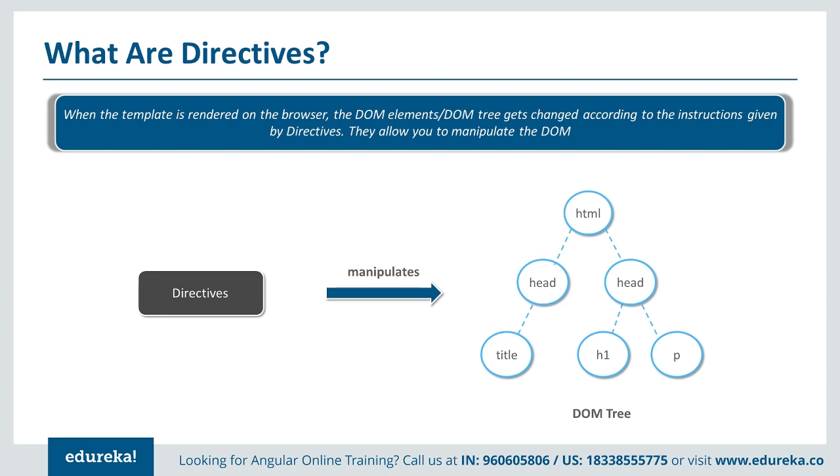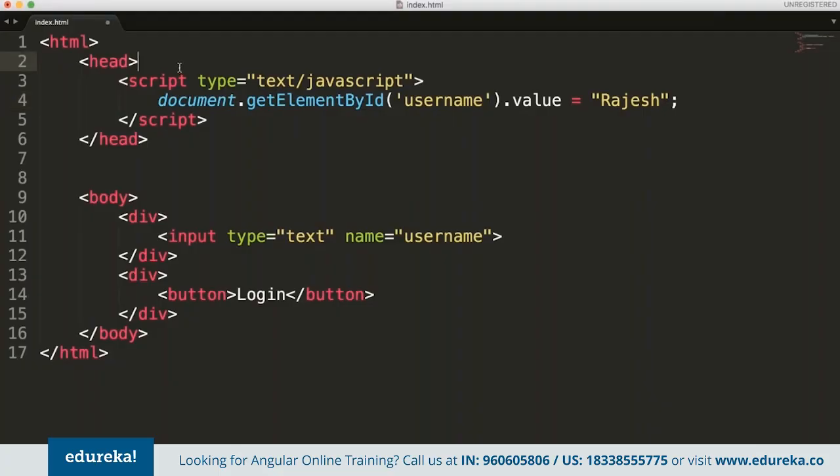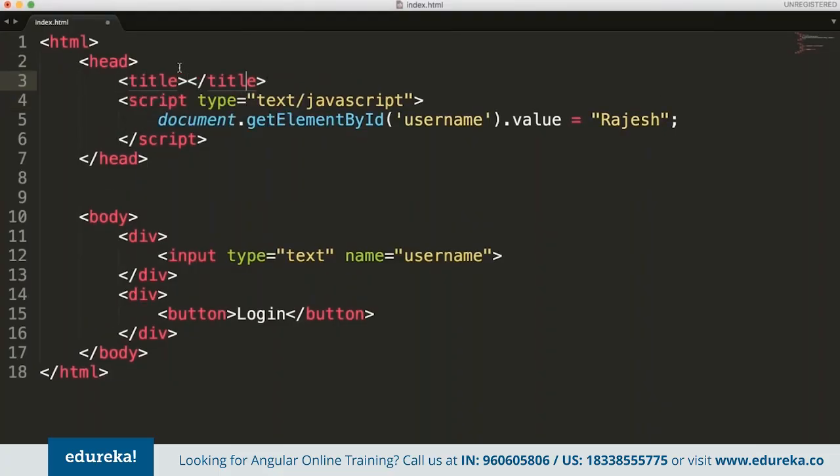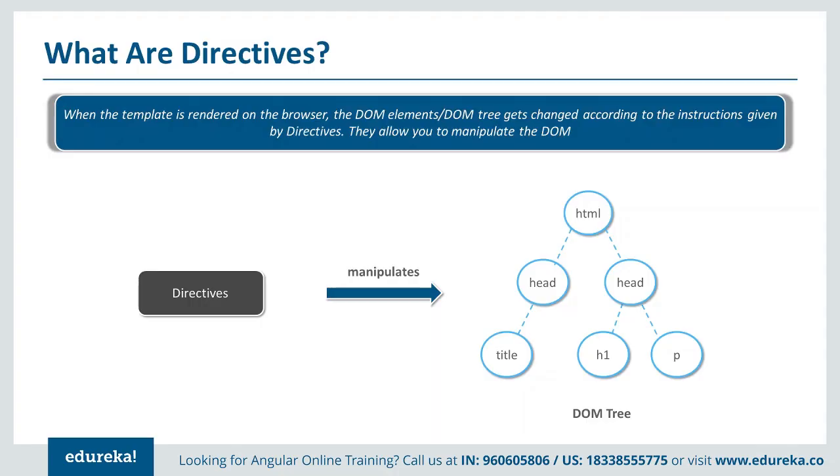You have an HTML. It has a head tag. Inside head, what can you keep? You can keep a title. That is what they are talking about. Inside a head, I can keep a title. Then you have a head and body, both are siblings. You have a body. Inside body, what do you have? Div tag. Inside div tag, what do you have? Input. So that is the hierarchy they are talking about here. So on this basic HTML, you are going to apply directives. What kind of directives are you going to apply? Let's see.